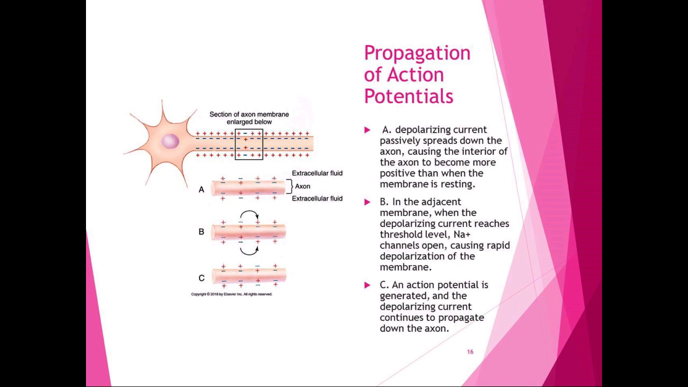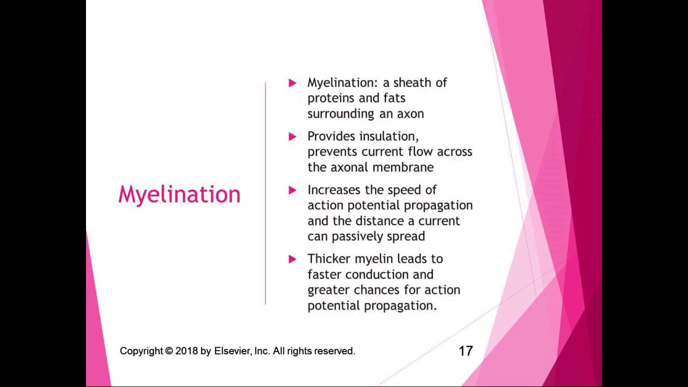Myelin increases the speed of the action potential and the distance the current can passively spread. The myelination is that sheath of protein and fat surrounding the axon. It provides insulation and prevents current flow across the membrane. It increases the speed of action potential propagation and the distance that a current can passively spread. Thicker myelin leads to faster conduction and greater chances for action potential propagation.